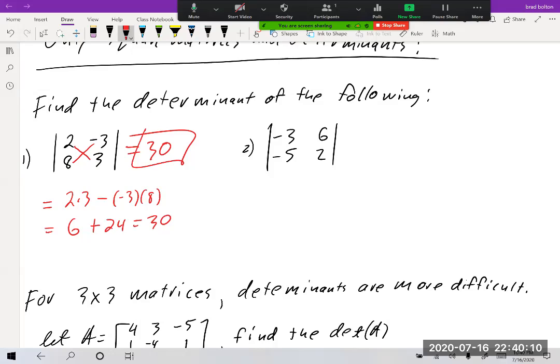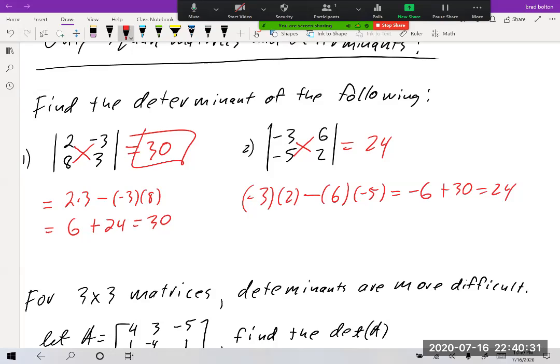Let's do the same for this one. Let's do this times this minus this times this. Negative 3 times 2 minus 6 times negative 5. So this will become what? Negative 6 plus 30. So this will become 24. So the determinant equals 24. Okay, and then we're done. And that's it. That's all you do for 2 by 2 matrices.